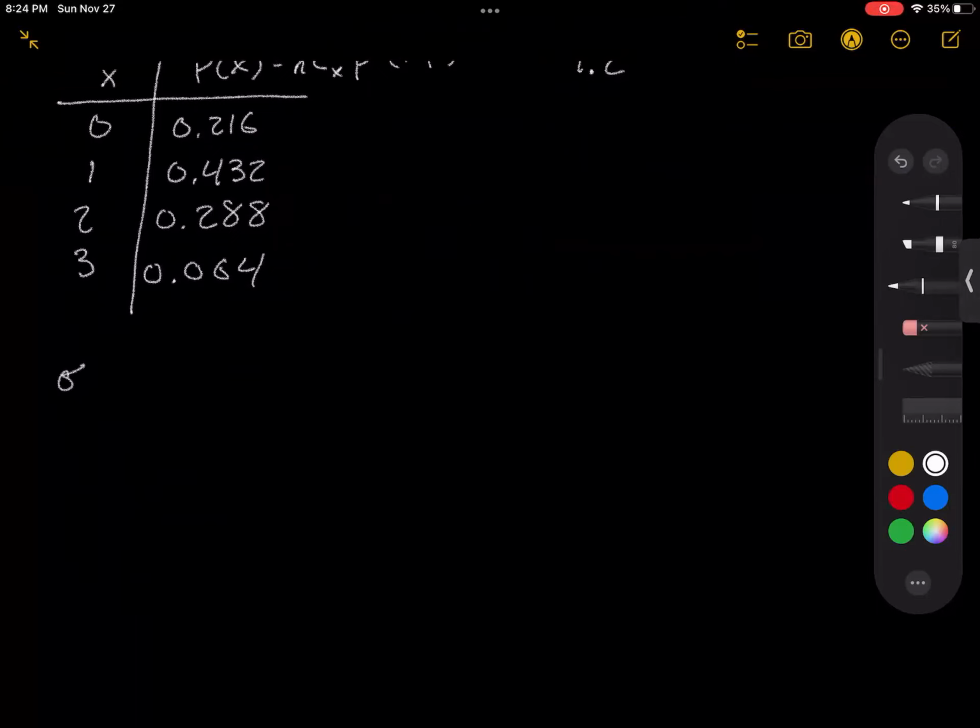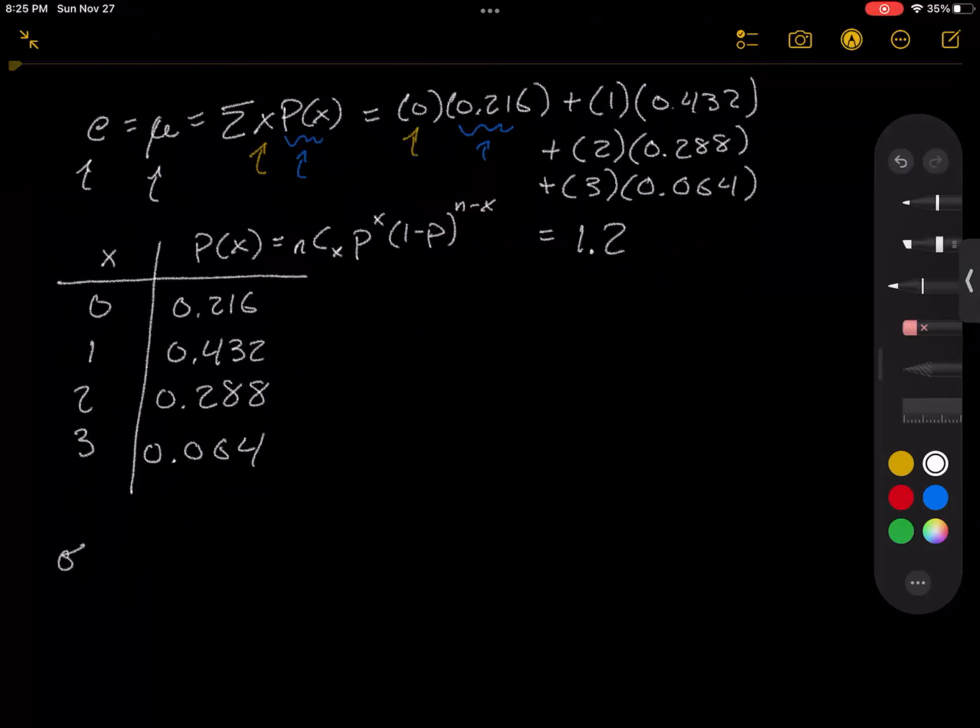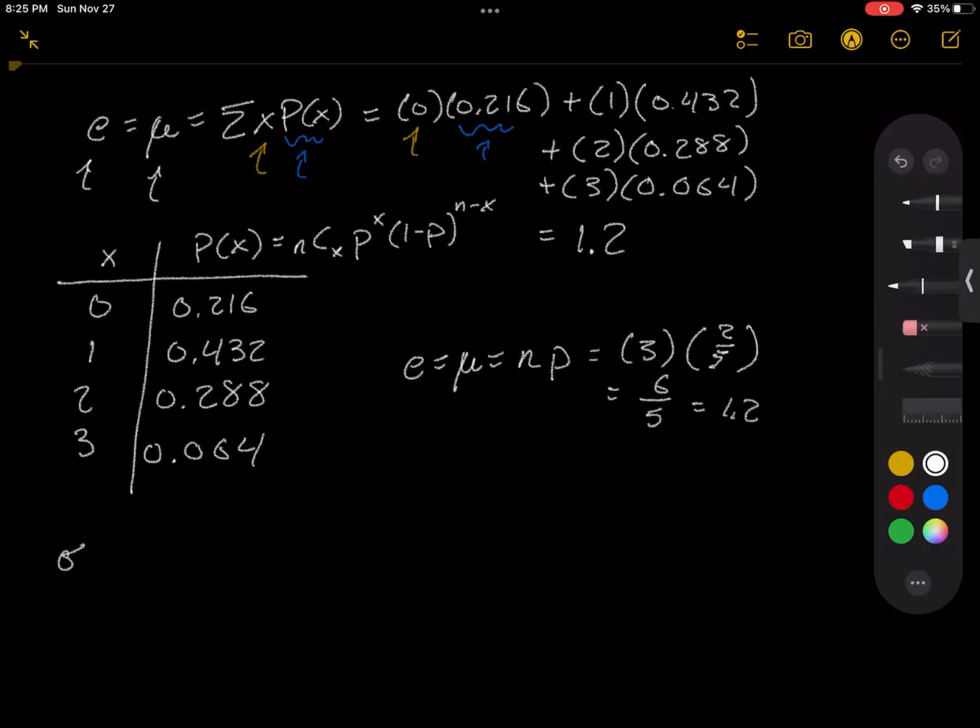Oh, before we move on, let's talk about the shortcut. So another equation for the average or the expected value of a binomial probability distribution, so you can only do this with a binomial probability distribution, is the number of attempts times the probability of success. So you're rolling three times, and the probability of a two happens 2/5 of the time. That is 6/5, or exactly 1.2. So you get the same thing. It's just a shortcut if you can remember that equation.